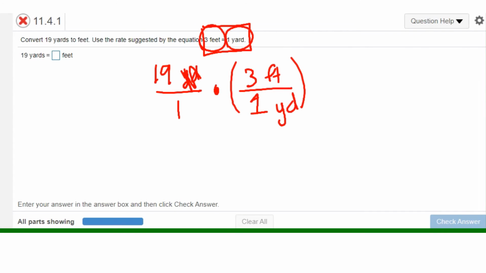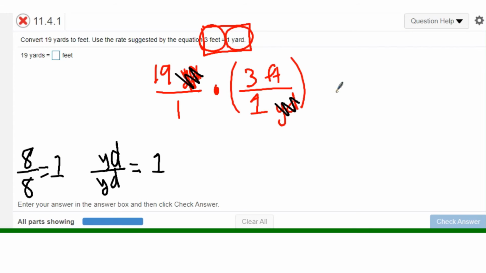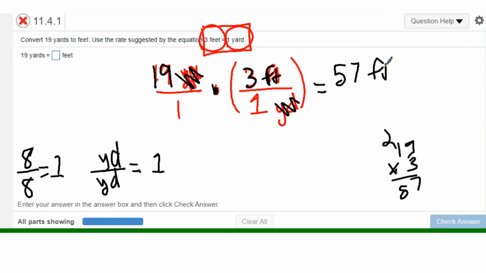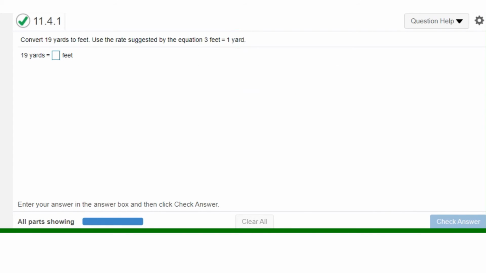Yards is going to cancel out with yards, because I have yards in the numerator and yards in the denominator, and anything divided by itself equals 1, just like 8 divided by 8 equals 1. So that cancels out. And once I multiply 19 times 3 feet, I'll have my answer. 19 times 3 feet is 57 feet. And for our denominator, we have 1 times 1, so no need for me to bring that over, because that's just going to be 1, and 57 divided by 1 is just 57. So you can set it up, or you can use equivalent ratios, which both of those will be on your test.